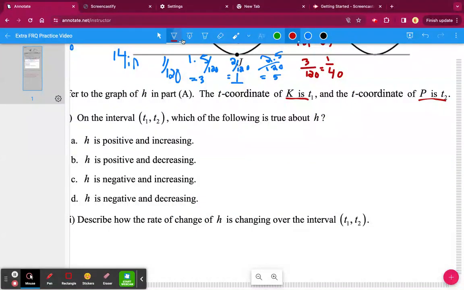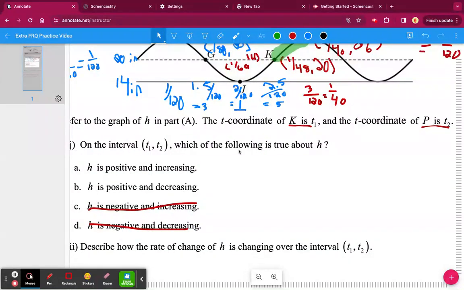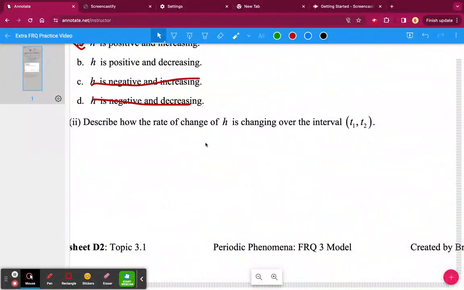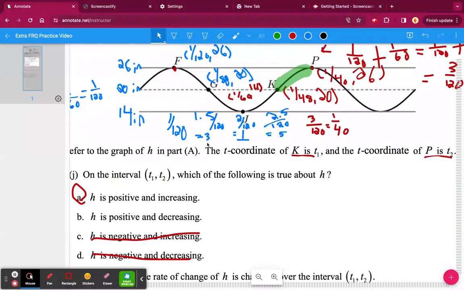So I know I can eliminate the negatives. And then are my values increasing or decreasing? You can see here I start at K and I go up to P. I go from 20 up to 26. So that is why the answer is A, increasing. And then on this last part, describe how the rate of change of H is changing on the interval. This is talking about concavity.